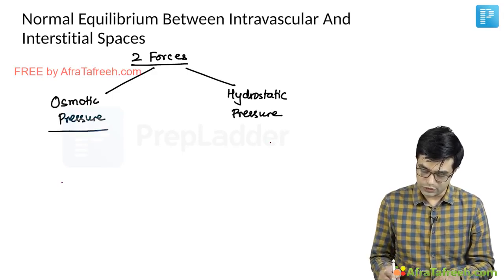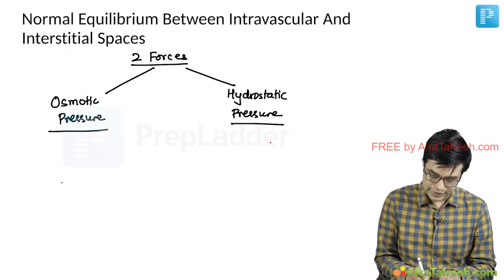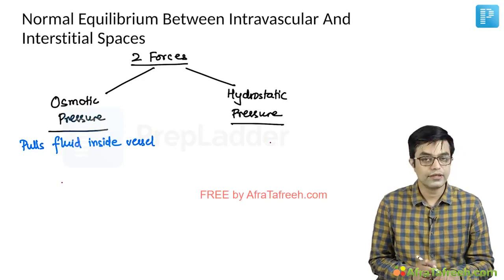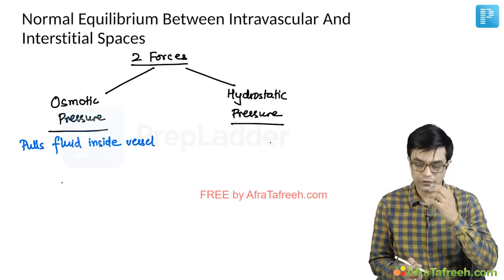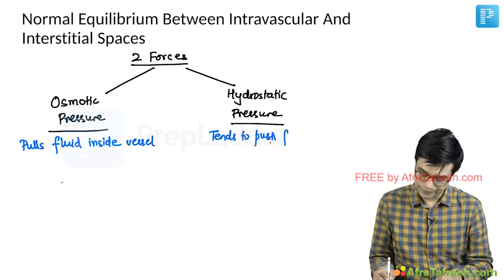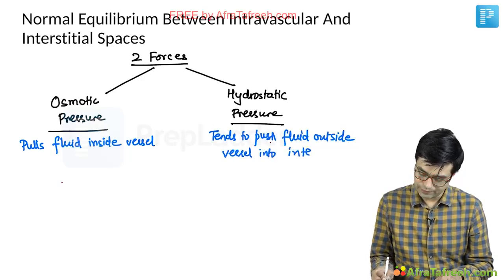What constitutes osmotic pressure? Osmotic pressure has a tendency to pull the fluid inside the vessel, right? So inside the vessel it pulls the fluid, whereas hydrostatic pressure tends to push fluid outside the vessel into the interstitium.